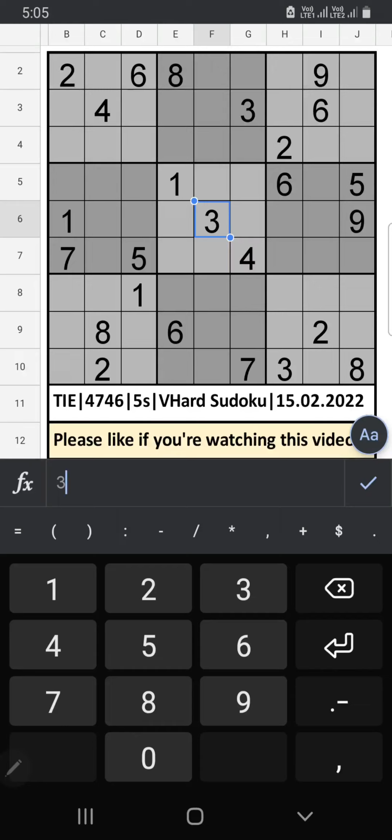Welcome to SkVm Sudoku. I'm going to solve the Indian Express newspaper Sudoku puzzle on February 15, 2022. Very hard Sudoku.